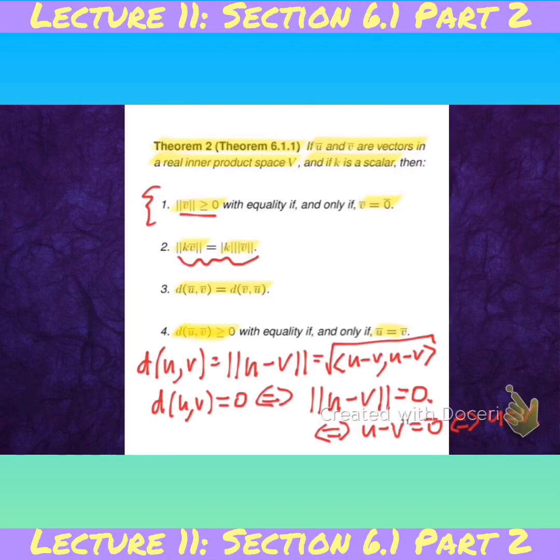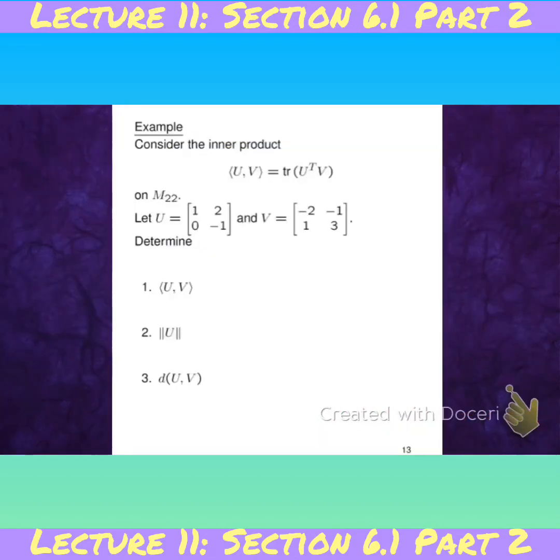Right, so those properties are very easily verified. So let's look at the following example. There they ask us to consider that inner product that we've defined previously on M22. So we're given u and v, and they just ask us to show what is the inner product of u with v. And that by definition is the trace of the matrix U transpose, which is going to be 1, 0, 2, minus 1. And we're going to take the product of that with V, which is minus 2, minus 1, 1, 3.